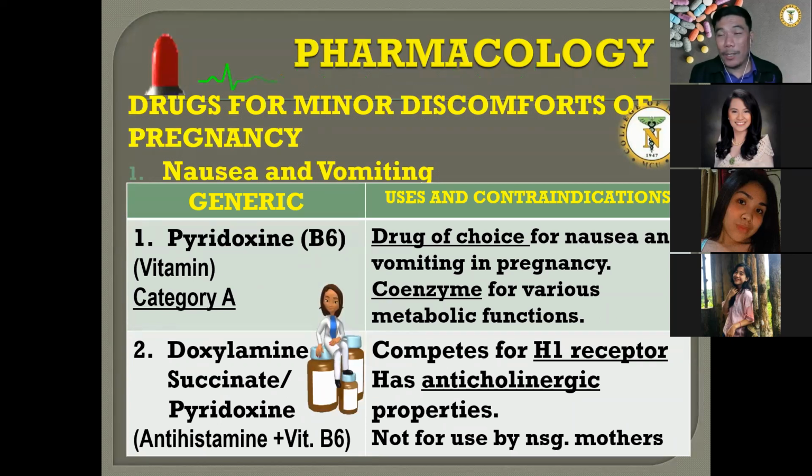Doxylamine succinate pyridoxine. So still in the generic name, we have doxylamine succinate and at the same time we have the pyridoxine. Because remember class, the antihistamines or the histamine 1 receptor antagonists are those drugs ending in amine. Diphenhydramine, chlorphenamine, doxylamine. So that is an H1 blocker, mixed with pyridoxine. So it has the antihistamine effect plus the vitamin B6. However, it has anticholinergic effect.